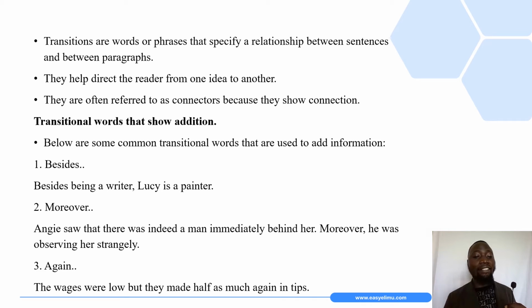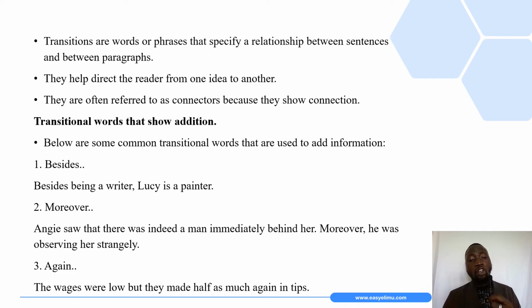So an example in a sentence: Besides being a writer, Lucy is a painter. So the information that we have, or what is known by many, is that Lucy is a writer. But there is also this additional information that we are given about Lucy that probably some people do not know or are not aware of. That is the fact that Lucy is also a painter. So besides here is a transitional word that has been used to give additional information about the subject.